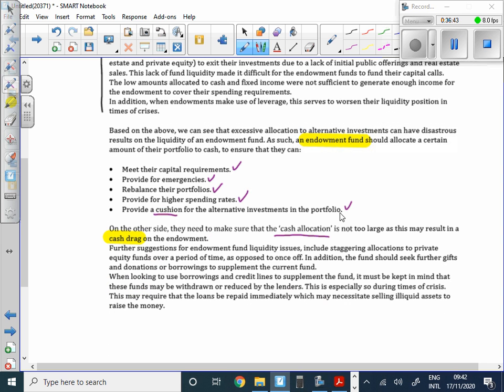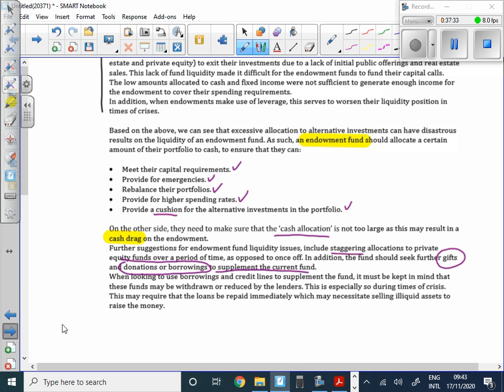Some other examples, guys, for endowment funds to make sure that their liquidity issues are taken care of: you can stagger allocations to private equity funds. Don't commit to investing in private equity or real estate commitments all in one go, all in one year. Do it over a period of time. And the last way to make sure your liquidity is sorted out, you can seek further gifts or donations, or even borrowings if need be, to supplement the current fund. But again, remember, those are not always available for future borrowings.